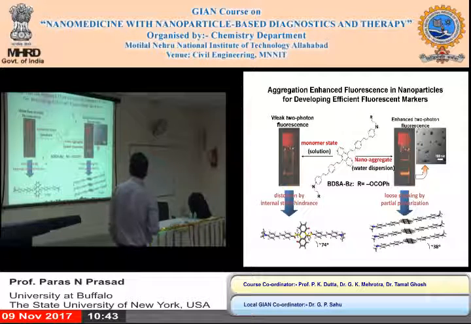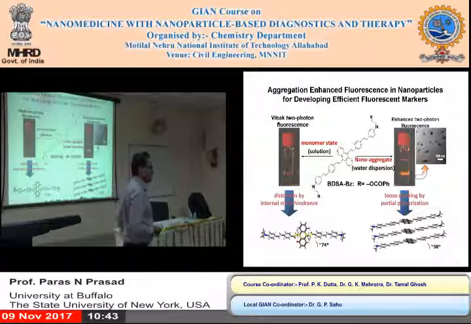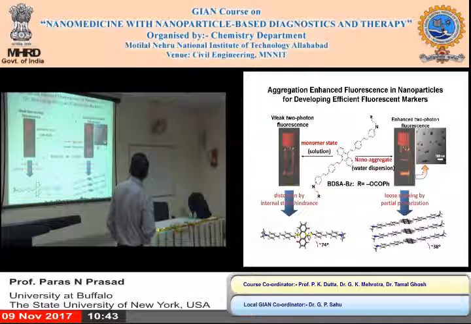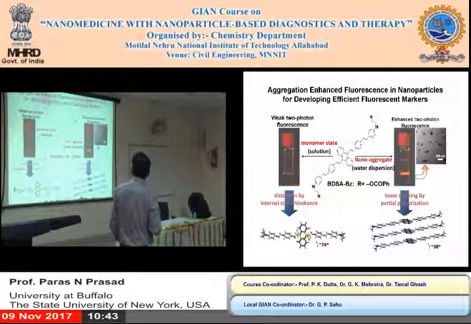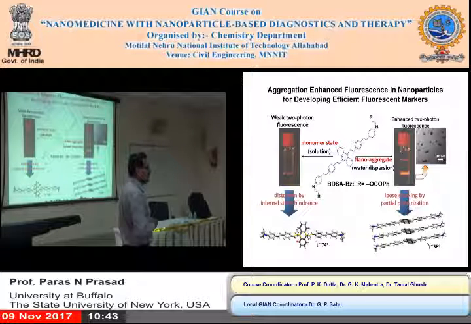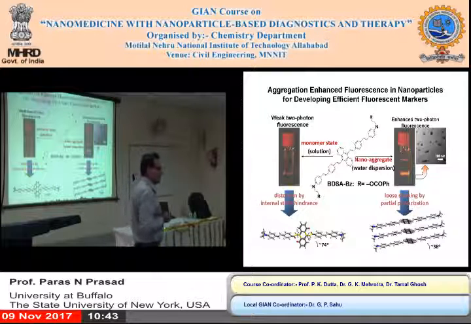So if you use high concentration of this, or even a pure dye nanoparticle, it will be much more strongly emissive. Look at this here. This is a monomer dispersion, individual molecules dispersed separately. Very weak emission. When they aggregate, very strong emission. Okay? So these are much more suitable for imaging.